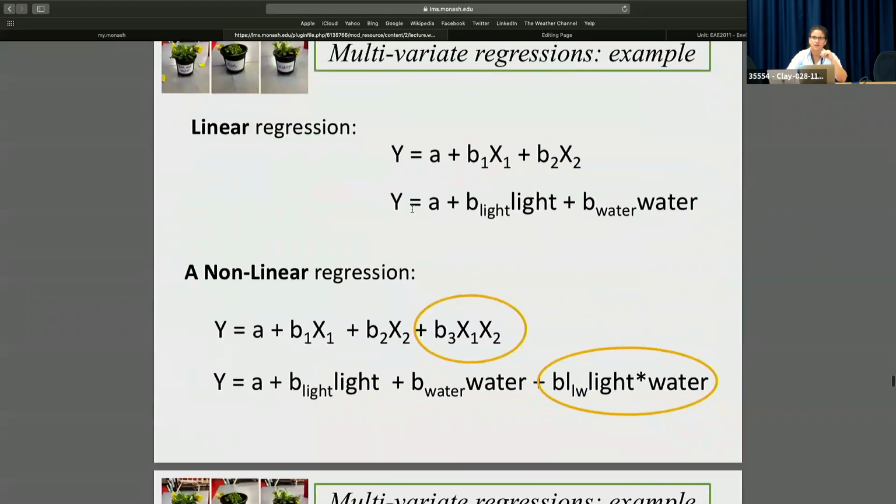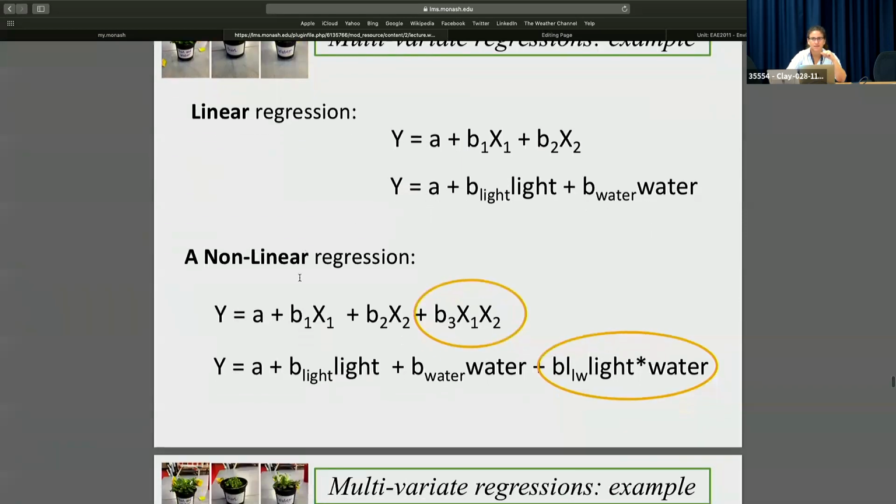So here is my linear regression. Y is a function of the slope of light, so the B for light, the coefficient for light, times the light level, plus the coefficient for water times water level. We know now this is not important. I can take that out. Y is a function of this with a very low r squared.